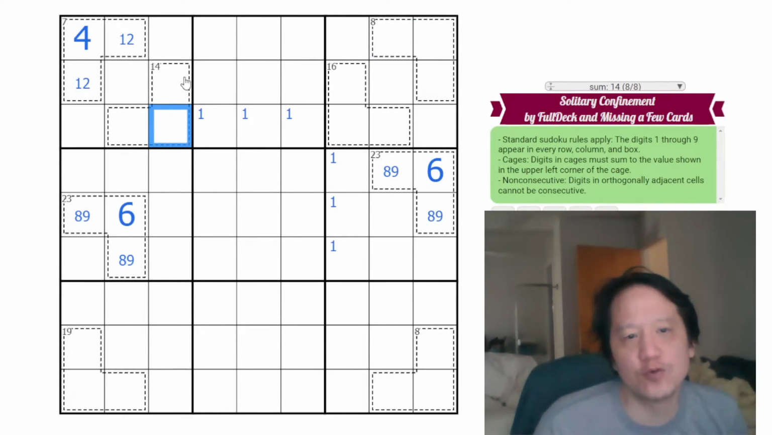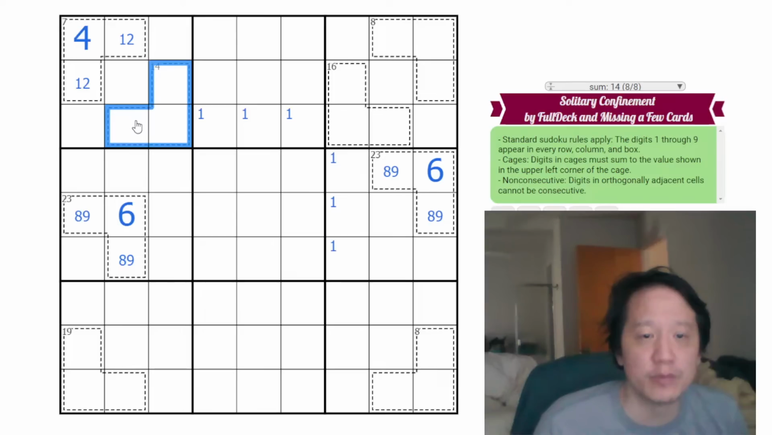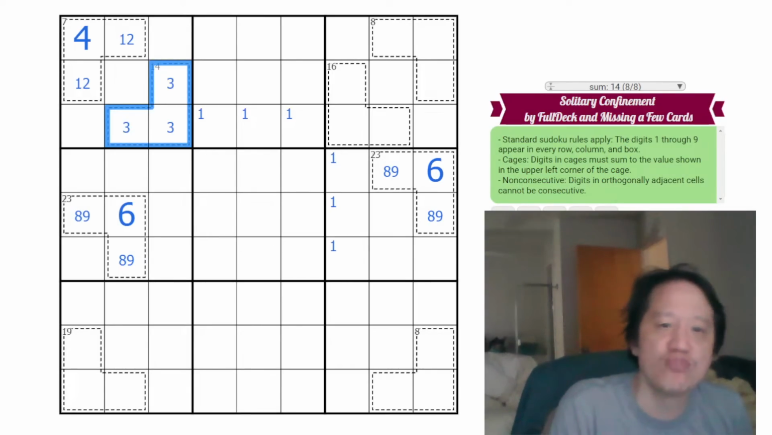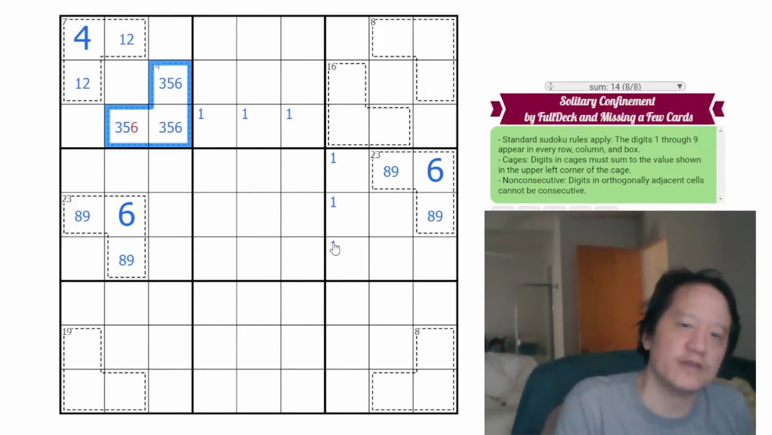1, 4. If it's 1, 4, say this was not a 3. It can't have 1, 2, and 4 already. And if it doesn't have 3, the minimum's 5, 6, 7. So this would not be 1, 4. So this has to have a 3. So it's 3, and the other two add up to 15. It cannot be 2, 9, cannot be 3, 8, cannot be 4, 7. This is 3, 5, and 6.